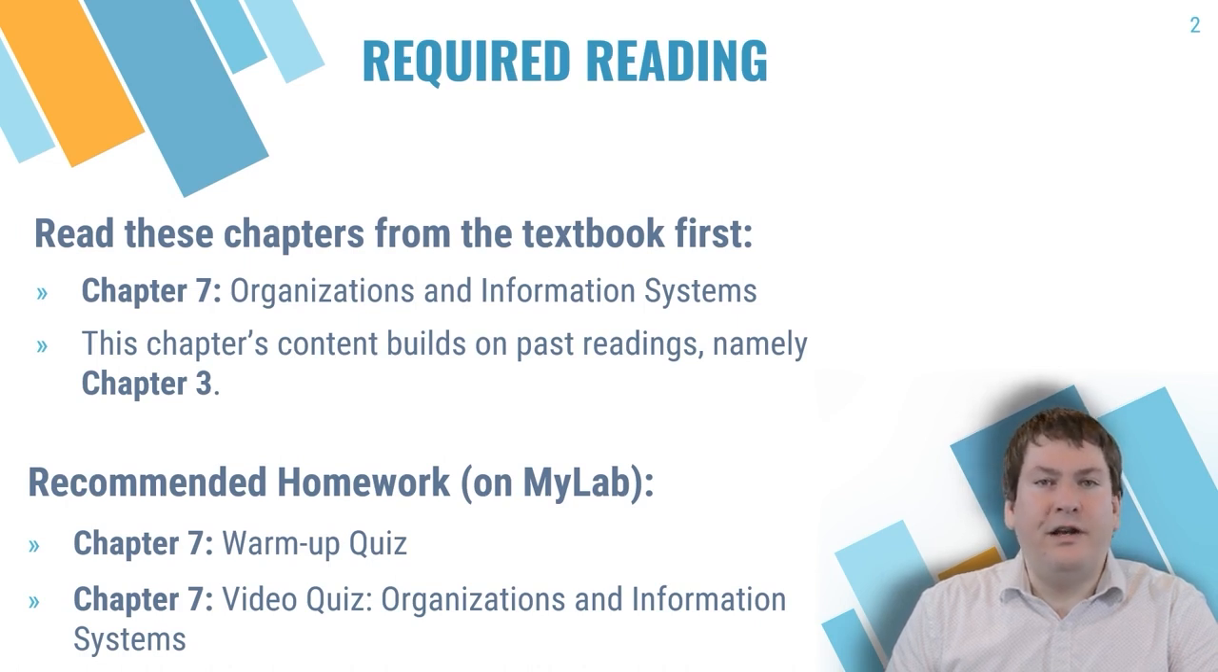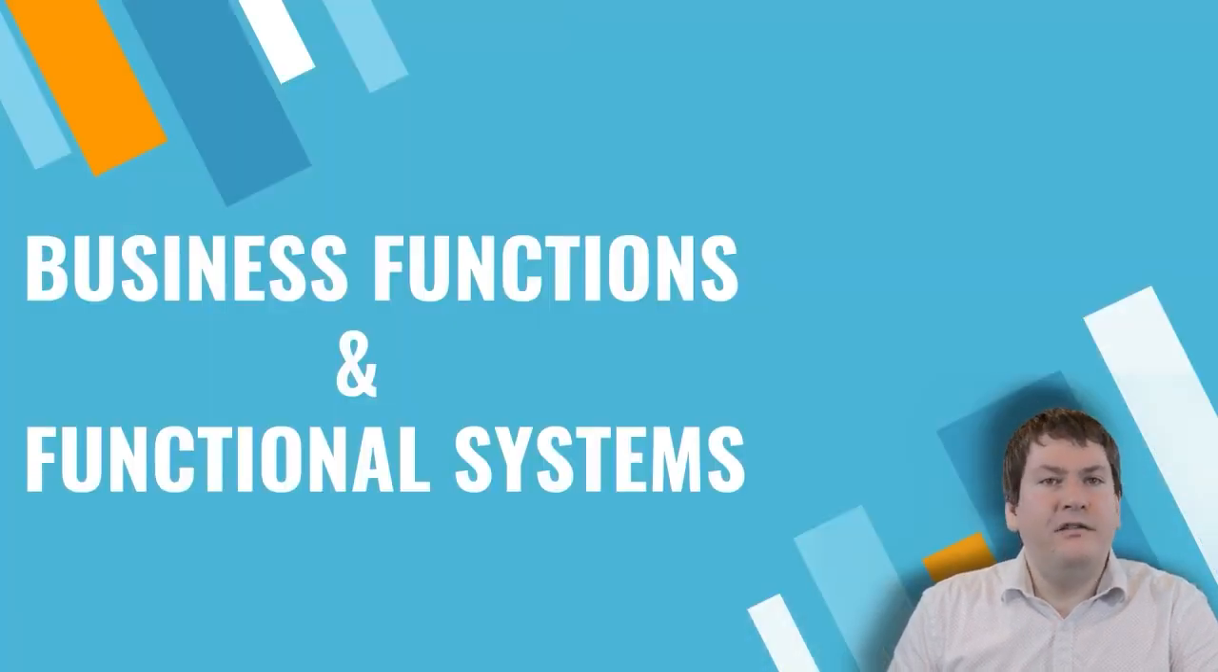Also, for this lecture in particular, it's important to have read Chapter 3 and watched the Chapter 3 lecture on productivity, innovation, and strategy, as we're going to be building really heavily on some of those concepts, namely competitive advantage and Porter's value chains model. So let's get into it and start by looking at business functions and functional systems.